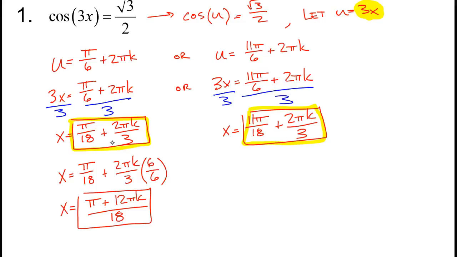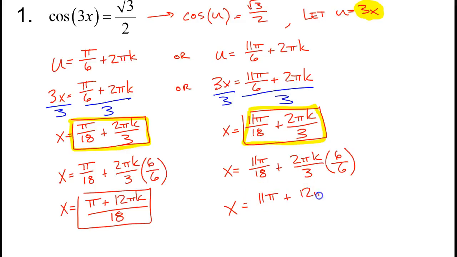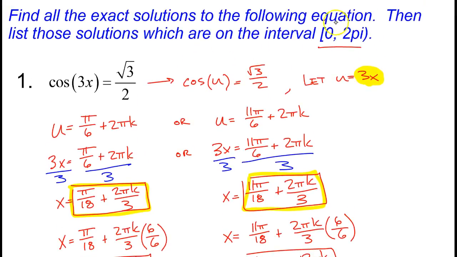One's written as two separate fractions, and this one's written as a single fraction. I can do the same thing over here with our second solution: 11 pi over 18 plus 2 pi k over 3 times 6 over 6. That'll give me my common denominator of 18. And then I have the final answer here of 11 pi plus 12 pi k all over 18. And again, that boxed answer is equivalent to the one above it. So again, why am I doing this? Because, let's scroll back up here, I'm trying to find all of the solutions that lie on the interval from 0 to 2 pi.